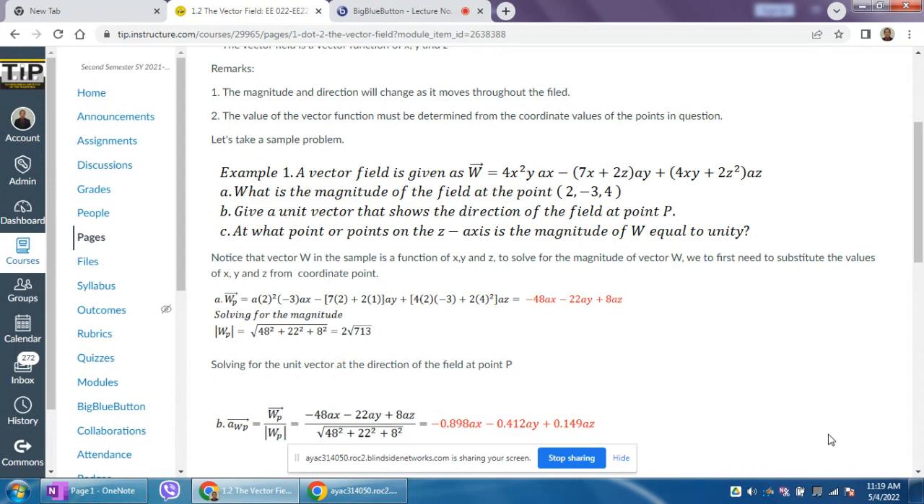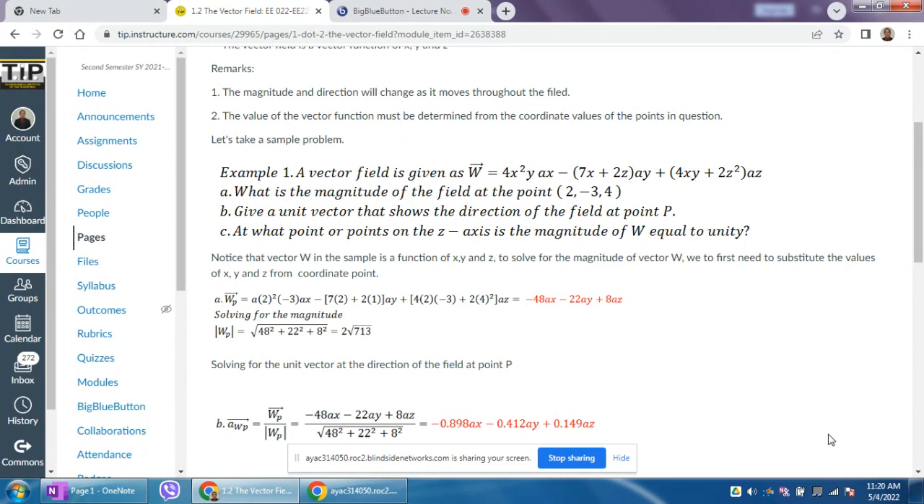So kanina po, number lang at saka yung unit vector. So ngayon po may variable x, y, and z doon sa given, which is represented by the vector field. So ganun po ang vector field natin, ha? Meron po siyang variable x, y, and z. The first question is, what is the magnitude of the field at the point 2, -3, and 4? All we have to do here is to substitute these values doon sa ating vector field. Papasok lang po natin yan.